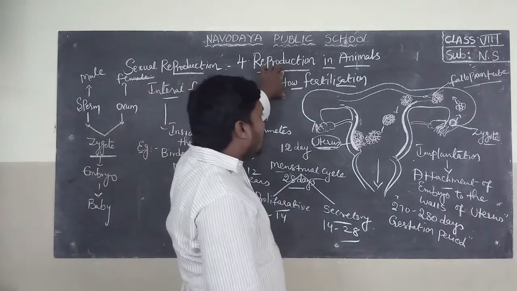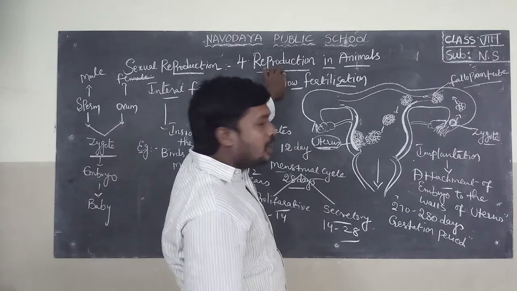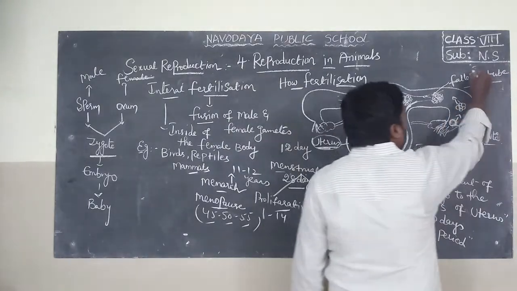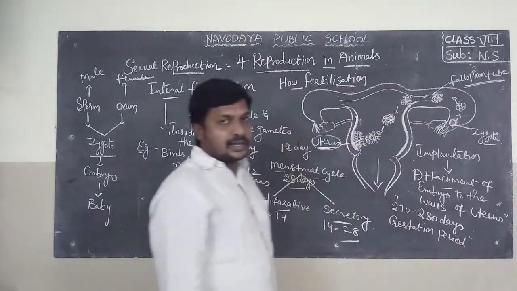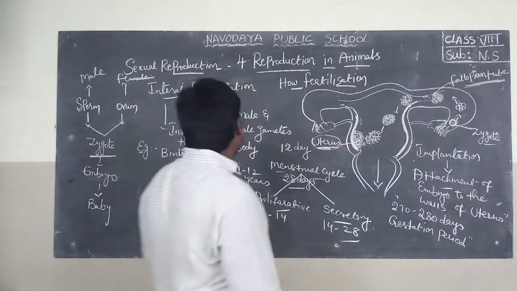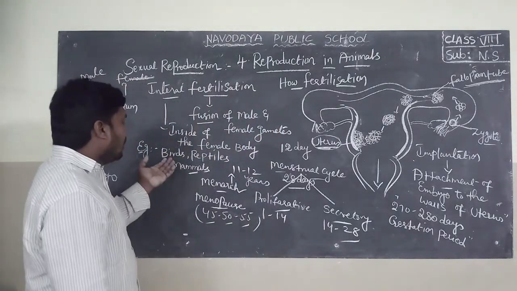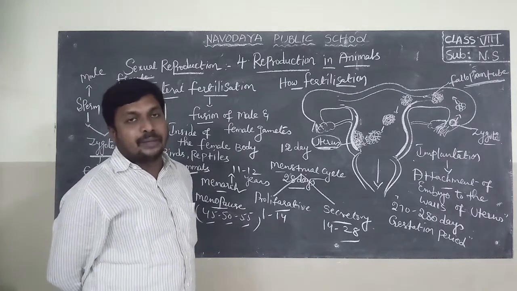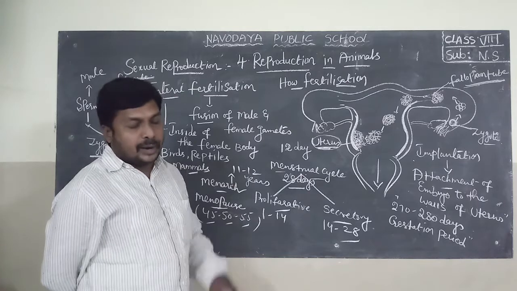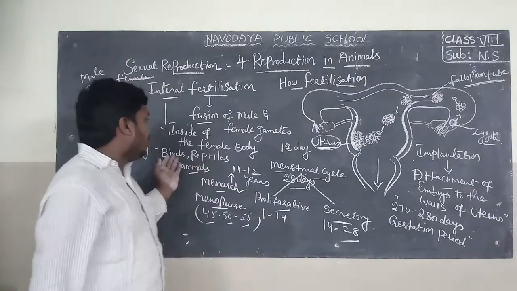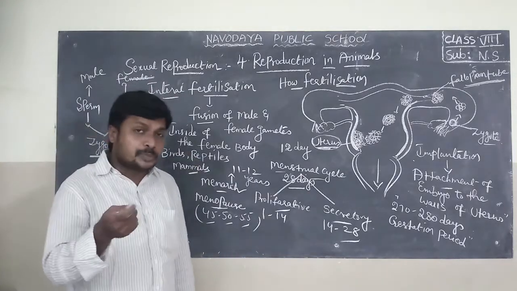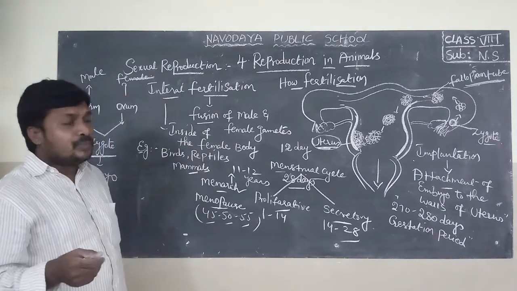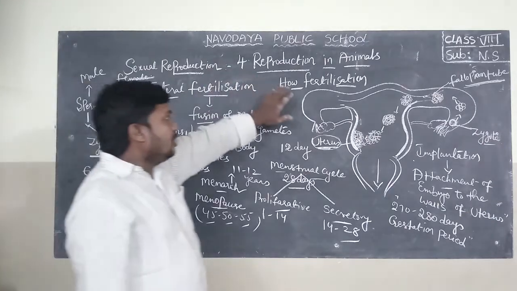So this is called internal fertilization. If you observe, the fusion of male and female gametes takes place in the fallopian tube, which is called internal fertilization. Internal fertilization is seen in animals like birds, reptiles, and mammals. Do you know birds lay eggs? Some people think egg here means ovum. No, egg here means birds and reptiles lay eggs. Eggs mean developed embryos.